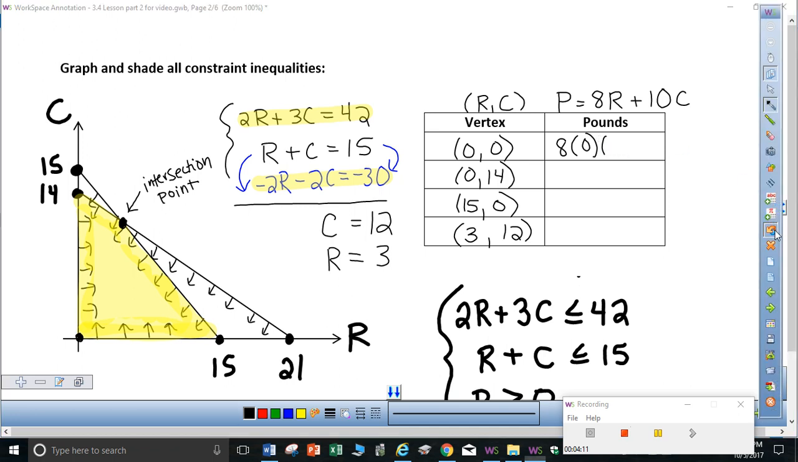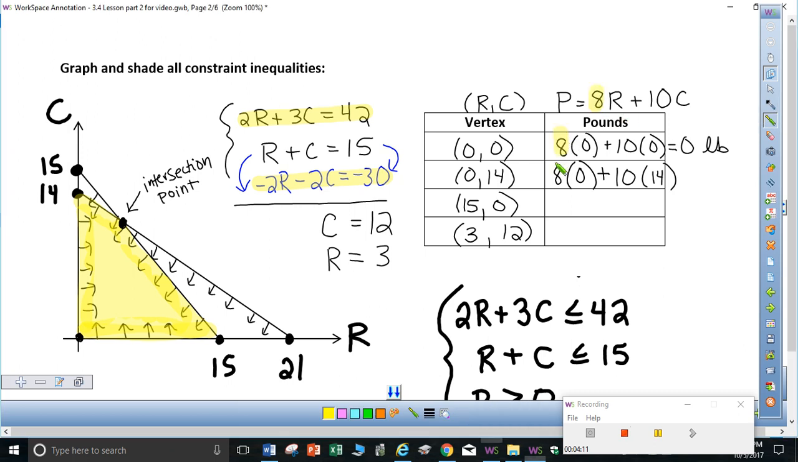hold on. Let me redo that. So 8 times 0 plus 10 times 0. So it could be 0 pounds. Another option, 8 times 0 plus 10 times 14. Yeah, sorry, I messed that up. So the 8 is always going to be in front of the first substitution. The 10 is always in front of the second. The numbers in parentheses here match up with the two numbers of our vertex.